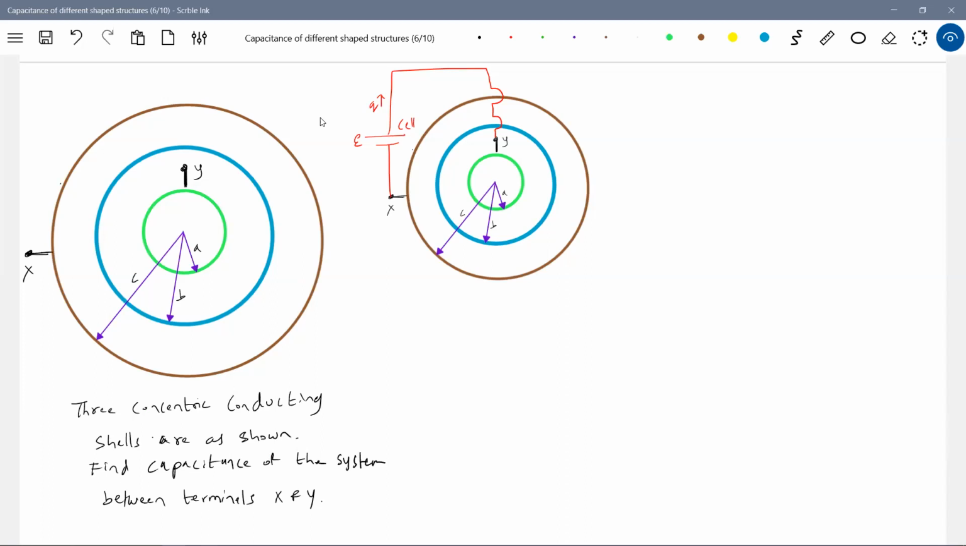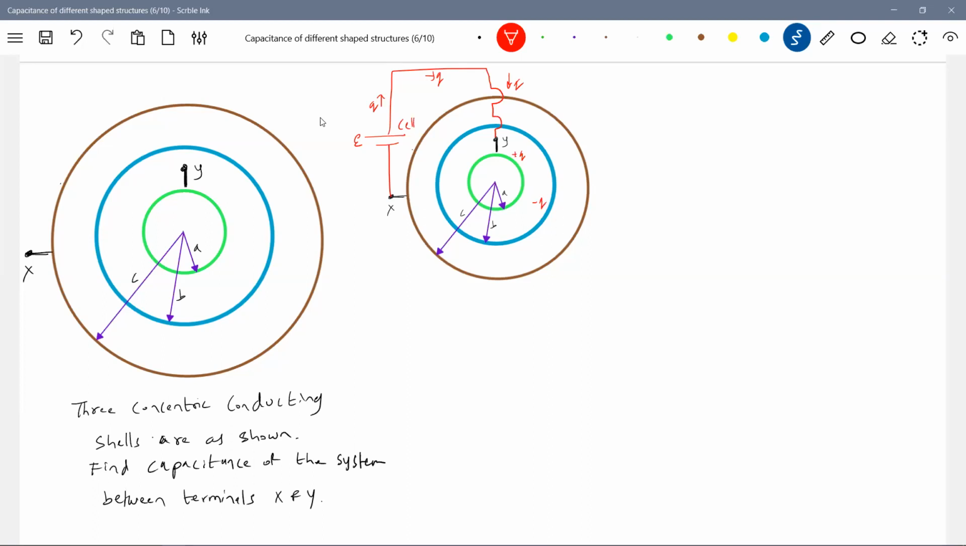Now we'll start like this. Let me connect a cell between X and Y. So here the cell is there. Let positive charge flow from here. So this will become Q. That charge will go and deposit here.